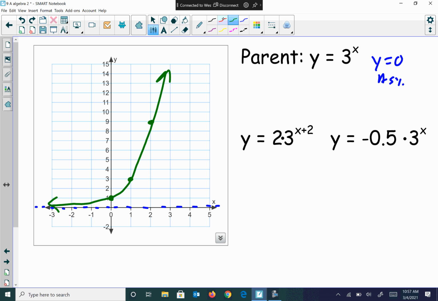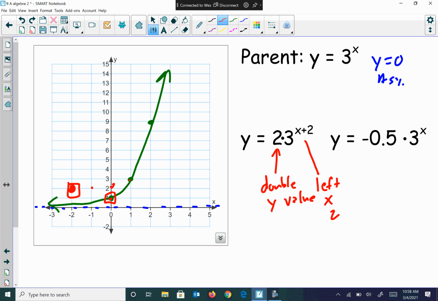So if I look at this one, I'm going to double my y value, and I'm going to go left in the x direction by 2. So if I double my y value, so this became 2, but then I'm going to shift it left 2. So notice where the starting point shifted to.